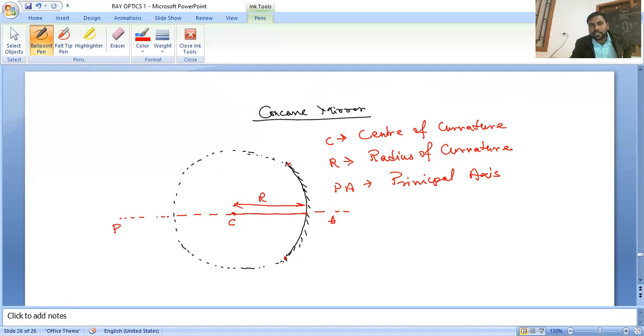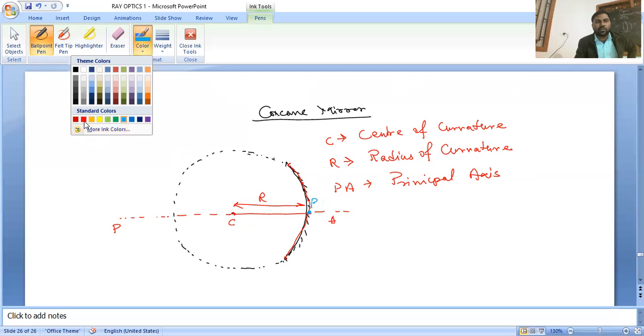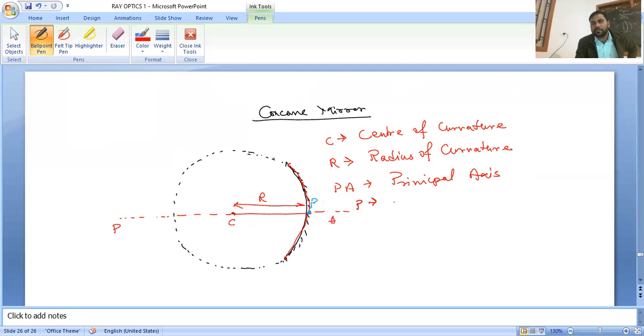And this is our mirror. Only this portion is our mirror. Got my point? So the midpoint of the mirror, this is the midpoint. We can denote it as P. The midpoint of the mirror is known as the pole P.